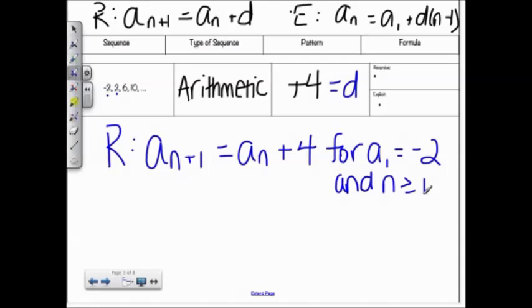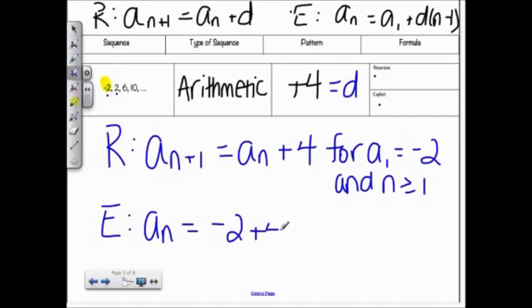Okay, now let's do our explicit formula. And our explicit formula, if you guys look right here, is going to be a sub n equals a sub 1 plus d times n minus 1. All right, so I'm going to say a sub n equals, now I know what a sub 1 is. It's going to be this value right here. So my a sub 1 is -2.